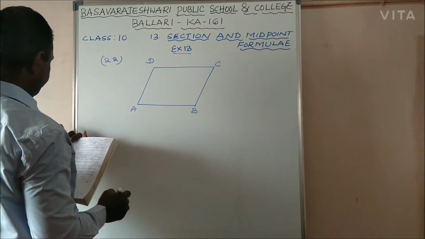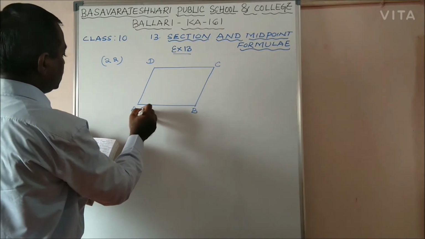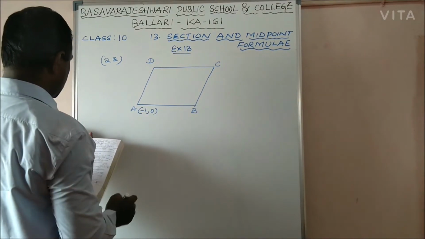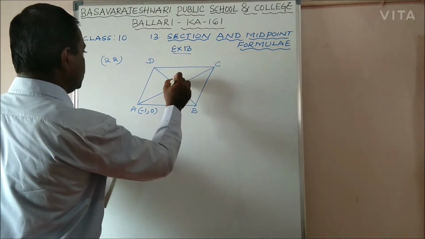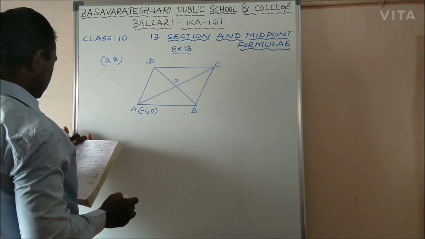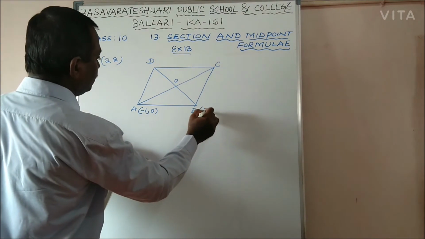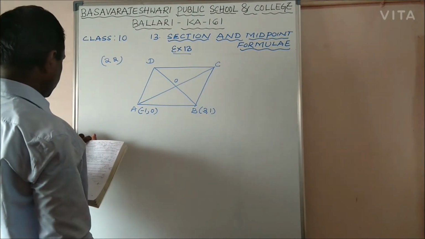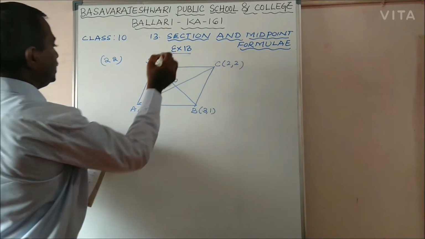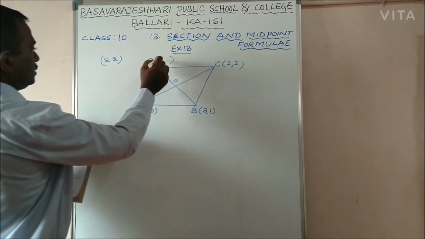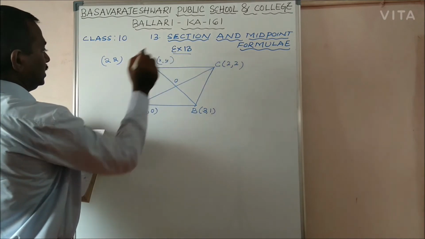They are given A (-1, 0). Join AC, join BC. This is O. B (3, 1), they are given B (3, 1), and C (2, 2). They are not mentioning anything about D here. Let it be (x, y).